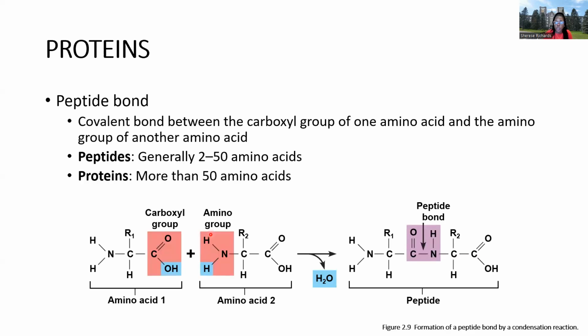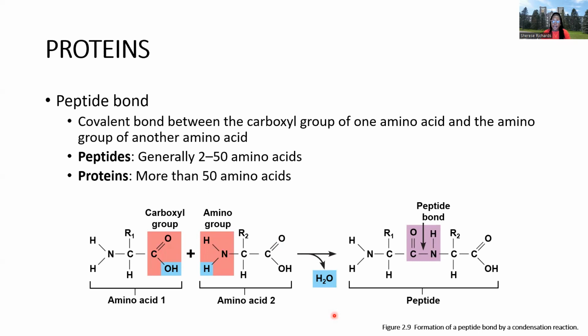So in order to join these amino acids together, we must form a peptide bond. This is a covalent bond between the carboxyl group of one amino acid and the amino group of the adjacent amino acid. Joining these two releases water. So again, a condensation reaction is how we form that peptide bond.